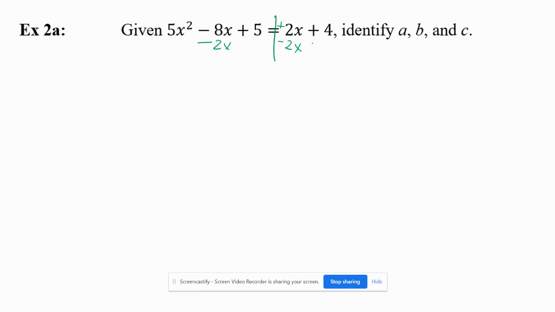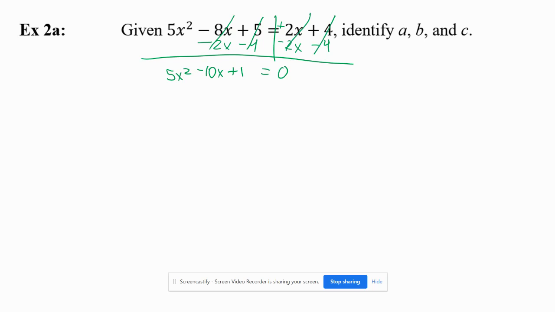The positive 4 is a constant. To undo that, we'll do minus 4. On the left, we'll put it under 5 since they're both constants. On the left, 5x squared had nothing to combine with, so I can bring that straight down. Negative 8 minus 2x gives us a negative 10x. Then 5 minus 4 gives us a positive 1, equal to 2x minus 2x is 0. 4 minus 4 is 0.